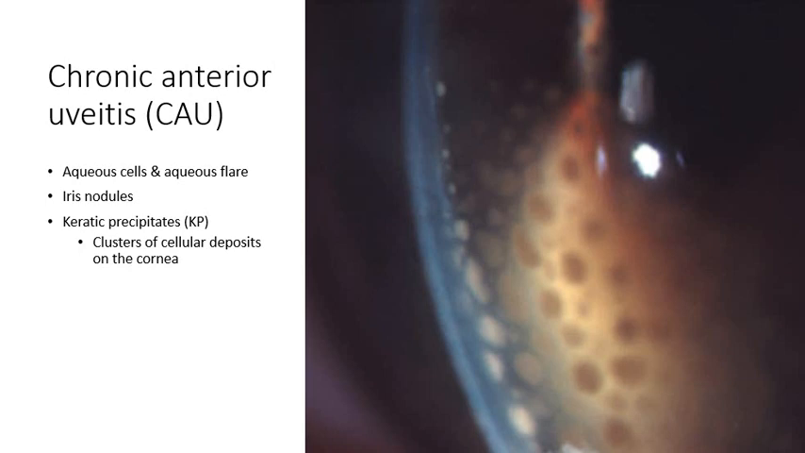Patients will have aqueous cells and aqueous flare-up. They'll have nodules on the iris, and they'll also develop keratic precipitates, and these are clusters of cellular deposits on the cornea. You can see them here as these little brown spots on the cornea. I'll just bring the arrow over there. The pupil is here, and the iris is there.